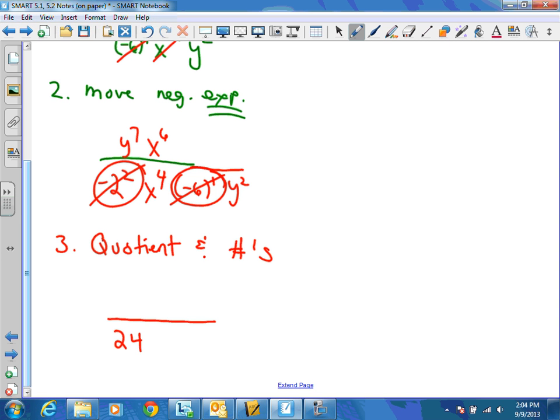X's, bigger on top or bigger on bottom? Bigger on top by how many? 2. Y's, bigger on top, bigger on bottom? Bigger on top by how many? 5. There's your answer. Okay?